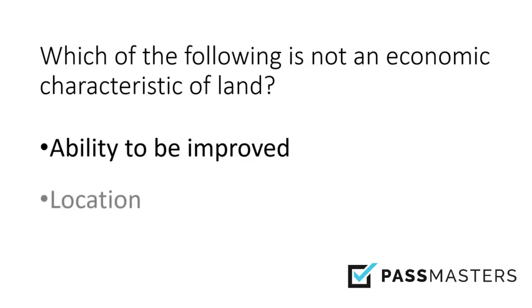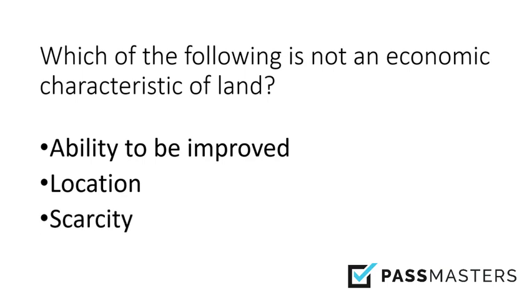Moving forward. Location, also known as area preference or situs, is an economic characteristic of land and therefore not our correct answer. Now, the location or situs is very important. Is the property located in an area that has a great school district and it's low crime? Well, then the value of that property would be higher. Well, what if it's in a high crime area with a really poor school district? Well, the value would be lower.